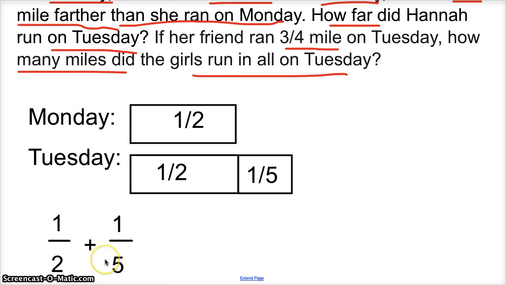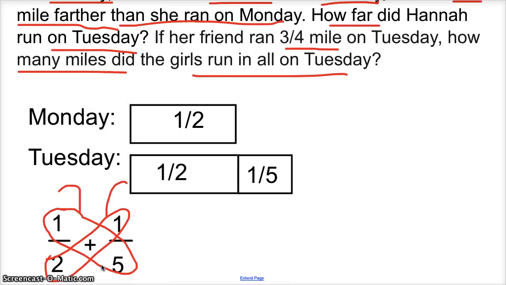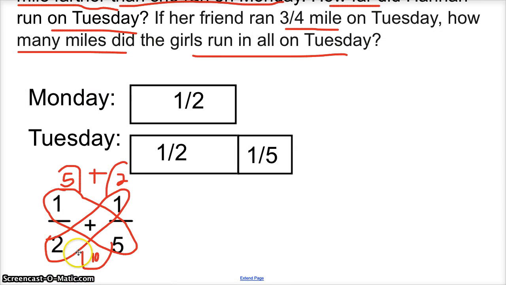I need to add them. So I'm going to use the butterfly method. 2 times 1, there's my picture. 2 times 1 is 2. 5 times 1 is 5. My denominator is 10, and I'm going to add them together. So I just do 5 plus 2 equals 7. 10 is my bottom. So on Tuesday, she ran 7/10 of a mile.